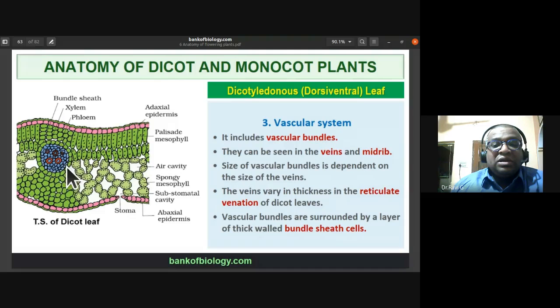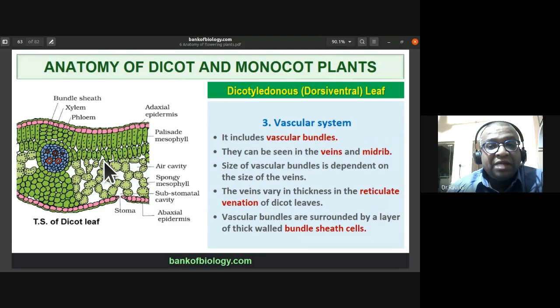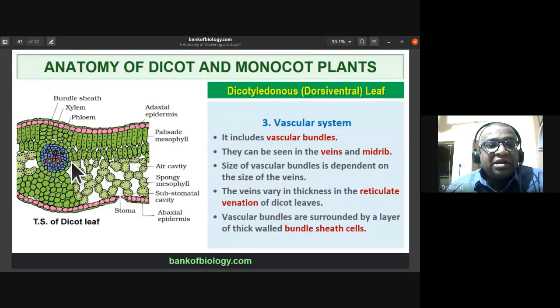So vascular bundles are surrounded by thick-walled bundle sheath cells. You should remember that. The description of the vascular bundle they have not given, so you can make a note of that: conjoint, closed type, and endarch arrangement of xylem. That is the protoxylem that you notice in this vascular bundle, conjoint, closed, and endarch type.